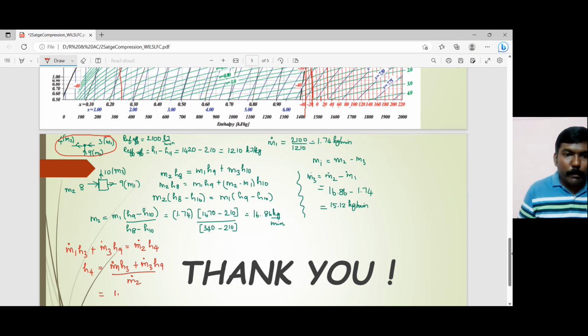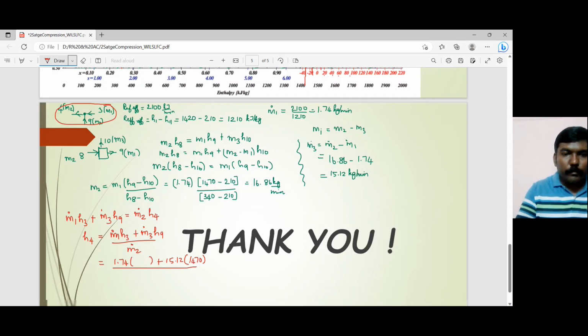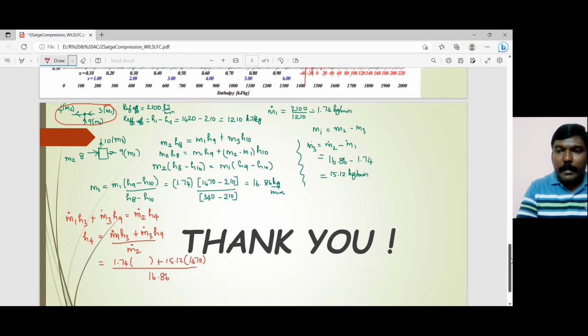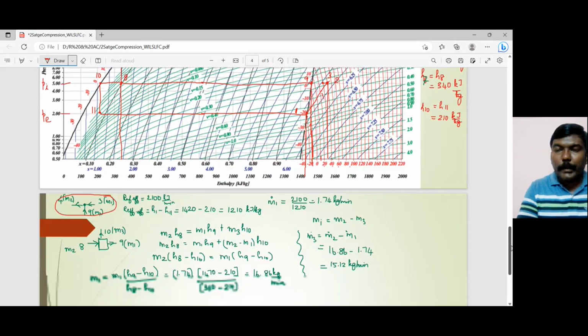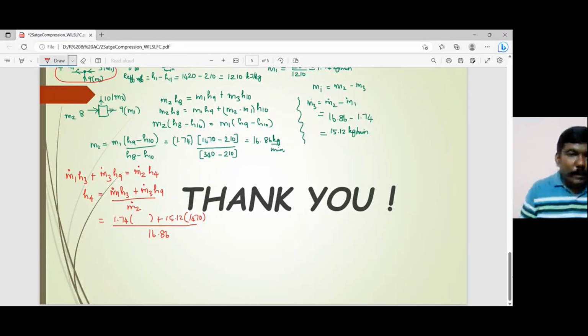So M1 dot was 1.74. H3 value, let's look and write it. M3 dot is 15.12. H9, we found H9 somewhere over here. H9 is 1470, whole divided by M2 dot is 16.86. So what is the value of H3 which we have identified? Let's check, 1530. So that is the value of H3, 1530.